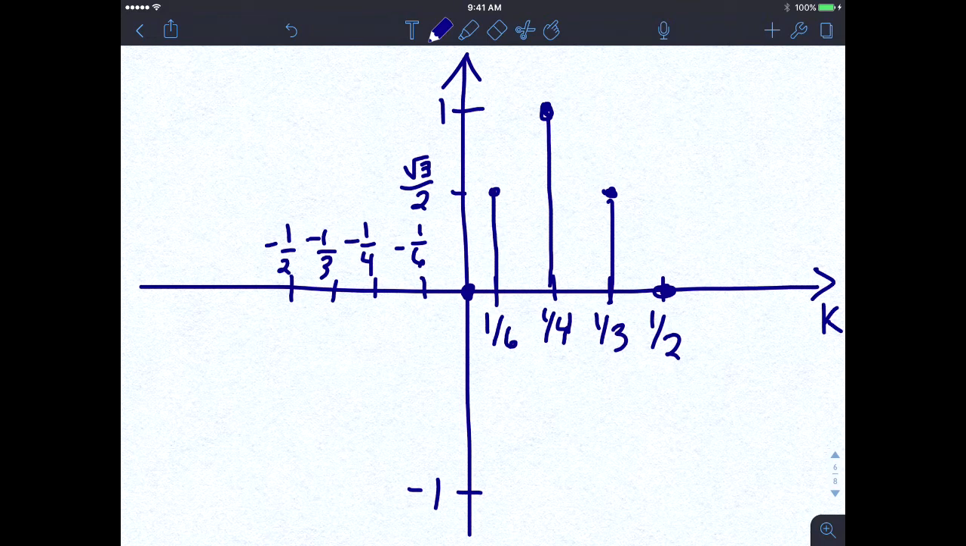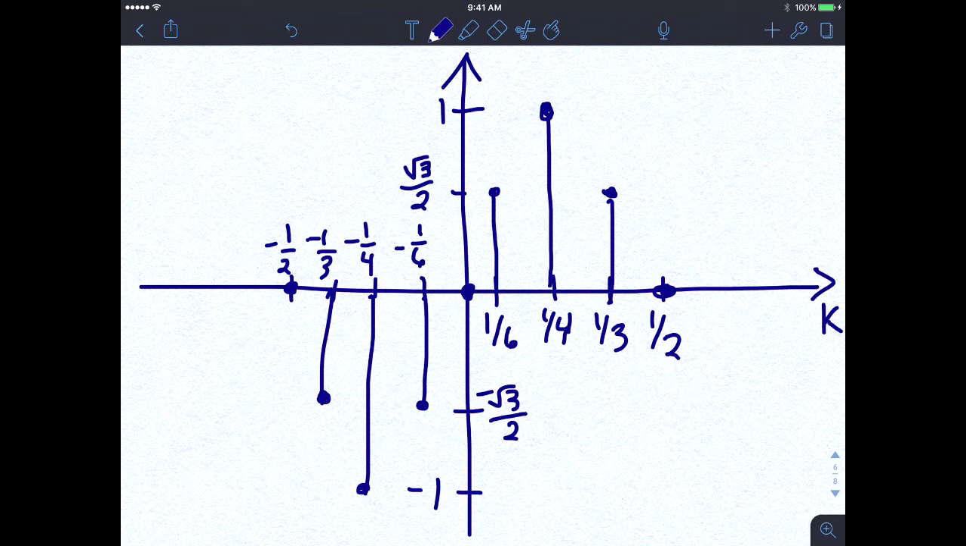And on the negative side of the axis, at -1/6, x of k will be the negative square root of 3 over 2. Then at -1/4, x of k will be -1. Then at -1/3, x of k will be the negative square root of 3 over 2 again. And then at -1/2, x of k will go back down to 0 again.